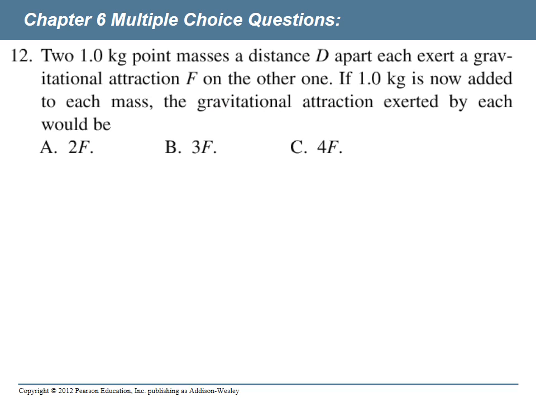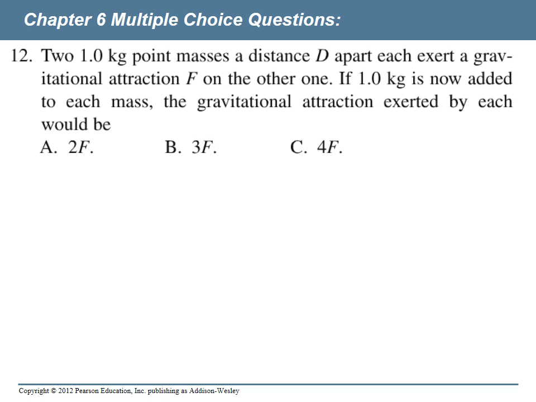And now we're going to add a kilogram to each mass, right? So what would be the gravitational attraction? Well, I had two 1 kilogram masses, now I have two 2 kilogram masses, right? So before we had 1 times 1 was 1, and now we have 2 times 2 is 4, so we've quadrupled the force. Because from 1 kilogram to 2 kilograms, we effectively doubled it. So if we doubled each mass and the masses are multiplied, they're squared, so we have 2 squared, 4 times as much.